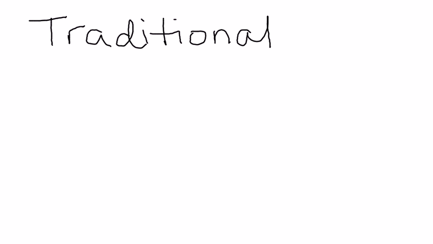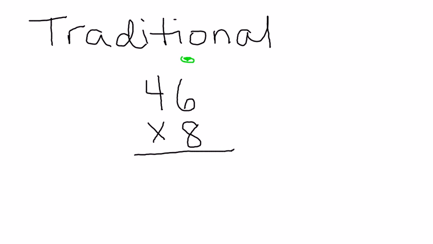Let's say I have a problem 46 times 8. I'm going to start in my ones column, like I do all the time, okay? And I'm going to start by multiplying 6 times 8. Now I know that 6 times 8 is 48, but I can't put two digits in this one spot, so I need to bring my 4 up, and my 8 goes here.